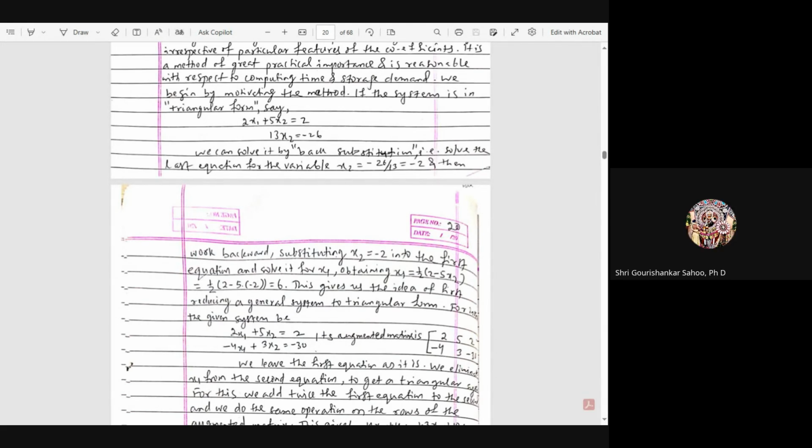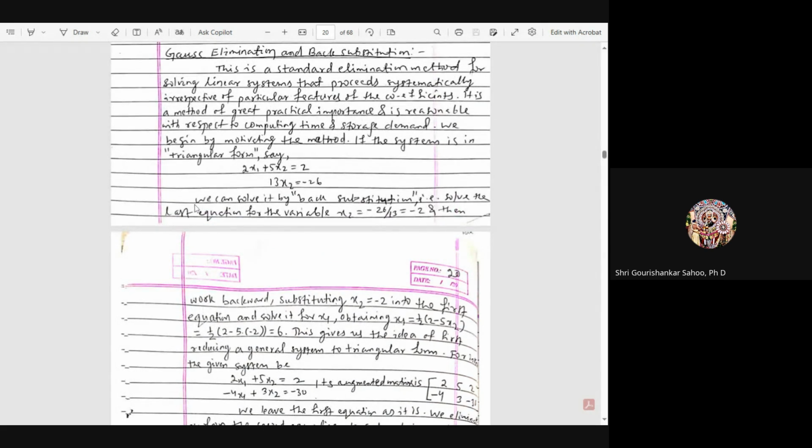Sorry, here it is 6. How is it 6? Your x2 is equal to minus 2, so minus 2 multiplied by 5 is equal to minus 10. Minus 10, when it goes to the right hand side, will become plus 10. So your 2x1 is equal to 2 plus 10 is equal to 12 and your x1 is equal to 6. That is 12 by 2.